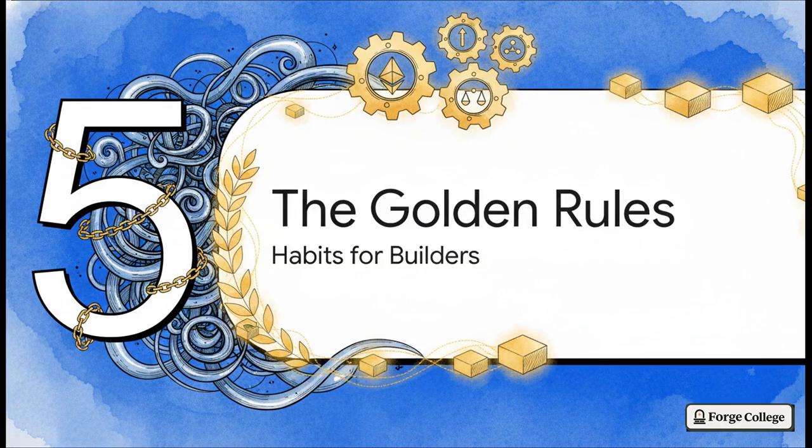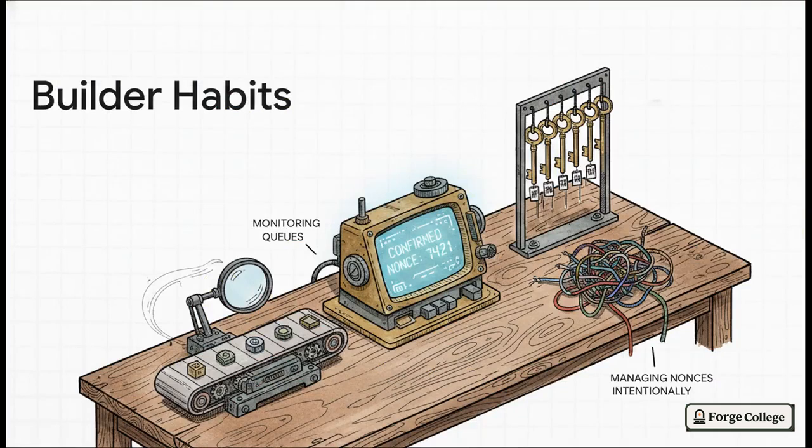Finally, part 5, the golden rules. Having navigated both the pure theory and the chaotic edge cases, it's time to establish our vital operational habits. So the crucial point here is that understanding the theory is only half the battle. The rest is execution. Here are your practical habits.